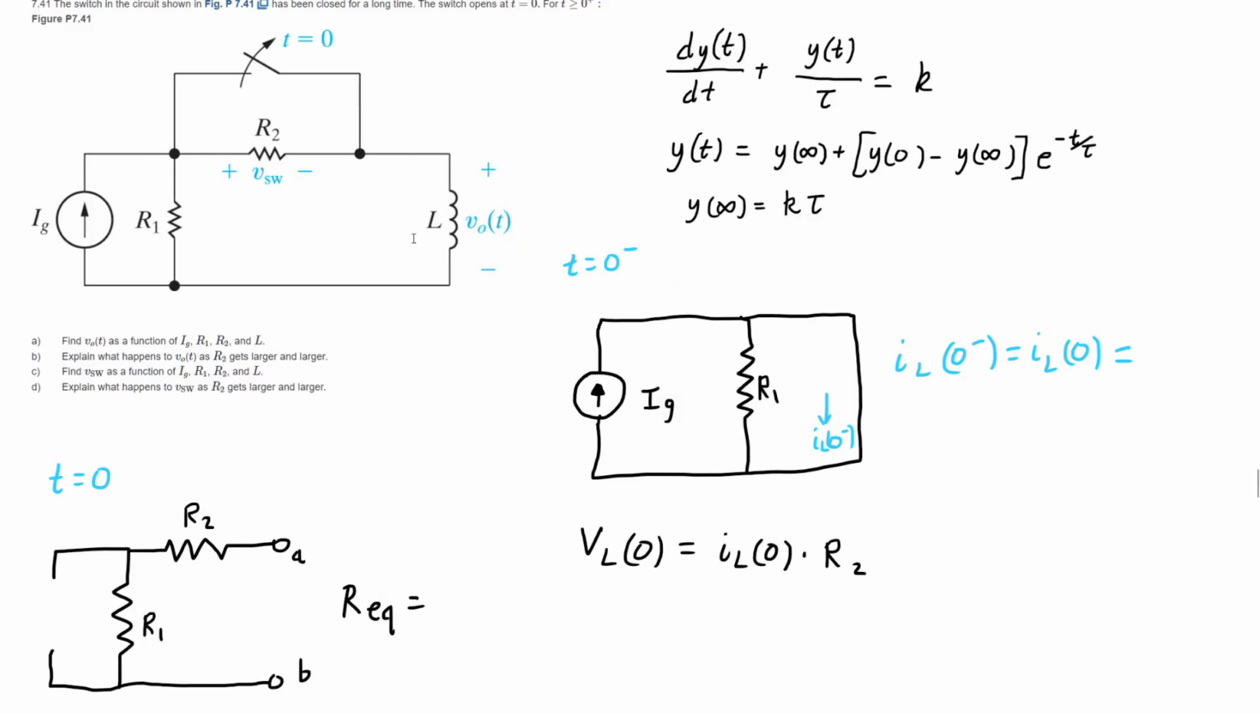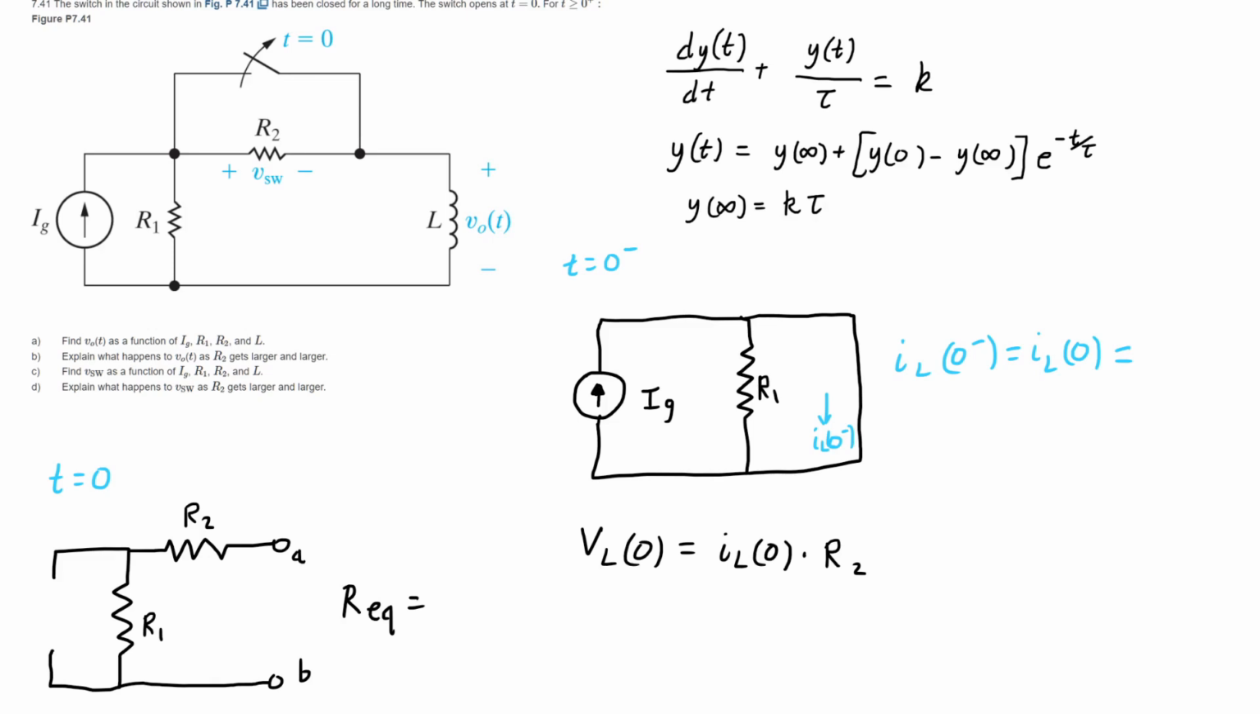7.41. This one is all done symbolically. We don't have any given values for these resistances, or rather impedances, and this current. And we're going to try and solve it anyway. So we want to find VOT as a function of IG, R1, and so on, and then explain what happens as the value for R2 gets larger.